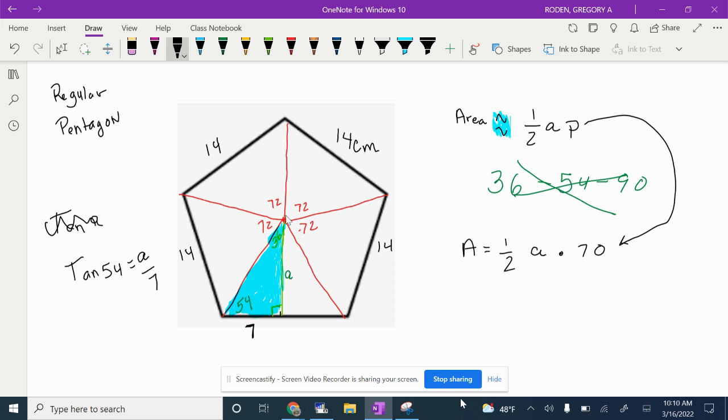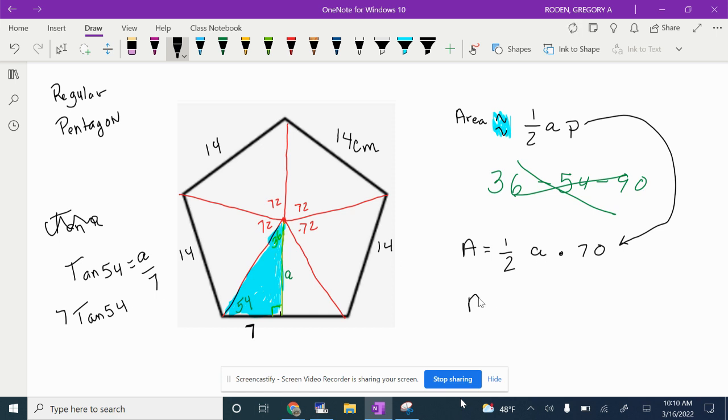Okay? You could also use 36 if you want, but you'd use tangent there also, right? Okay. Now, multiply both sides by 7 to get A by itself, so we get 7 times the tangent of 54. Now, what you want to do is you don't want to put a number in there yet.